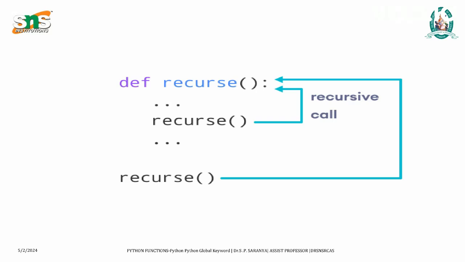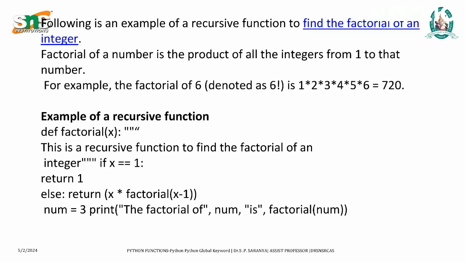As usual, def is the Python keyword for function declaration, and recurse is the function name. Within the recurse function, we have to call recurse. The function calls itself. It is called a recursive function.